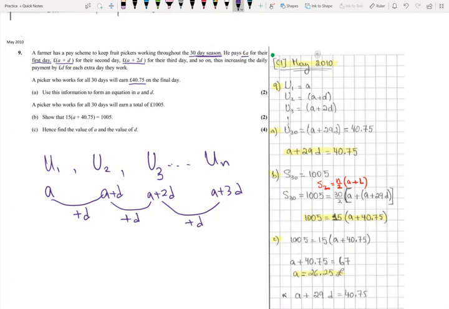Before we start any of the solutions, let us recall the formula: UN equals UP plus N minus P times D. We may use it and we may not use it. I just mentioned it to help you memorize it. Now, we need to use the information given in order to find an equation between A and D.